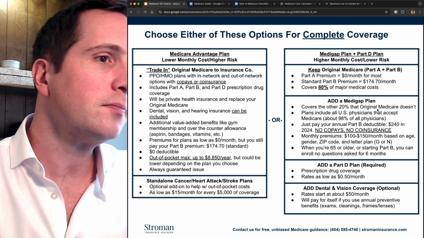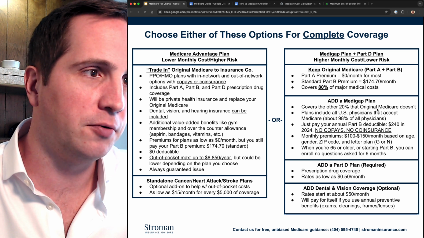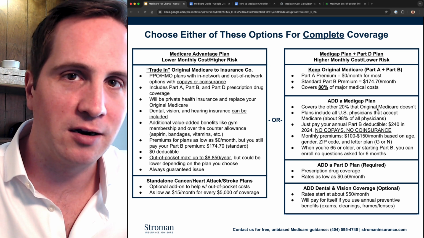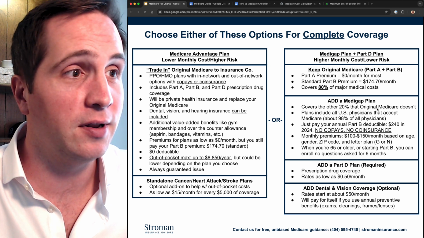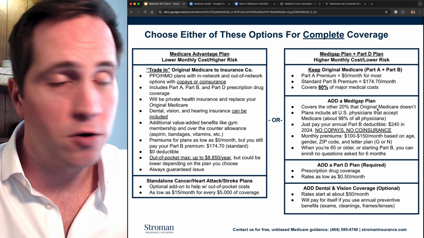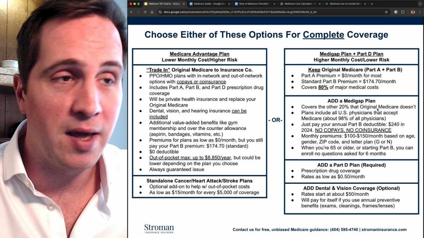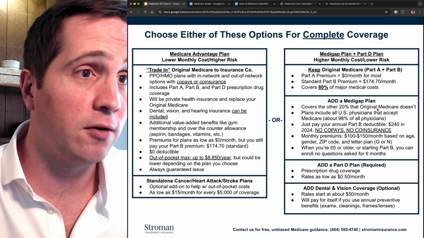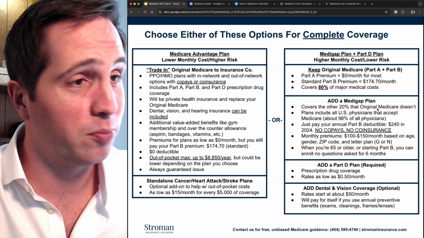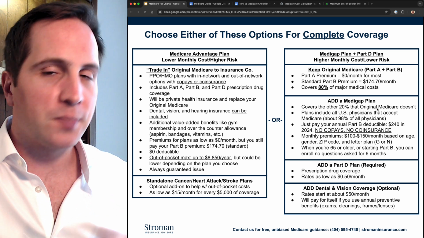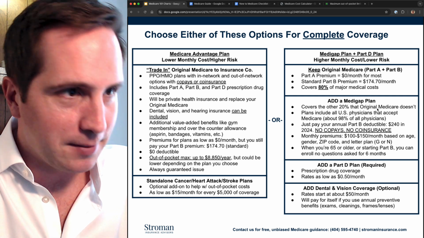So the way this boils down to it is you just pay your annual Part B deductible, which is $240 in 2024. No copays after that, no co-insurance after that. You are done with medical expenses after $240, which is pretty incredible. That is super low. So that's why you pay for what you get.